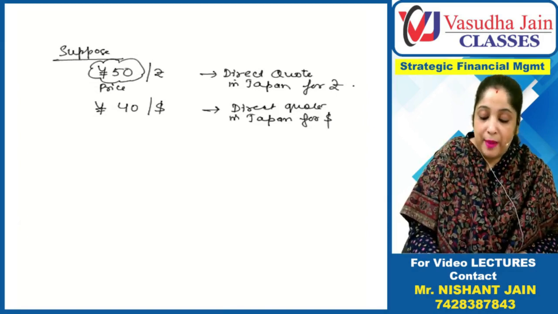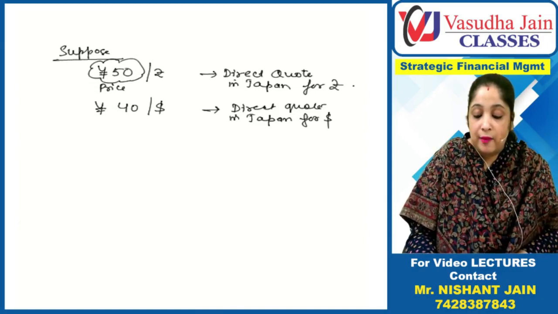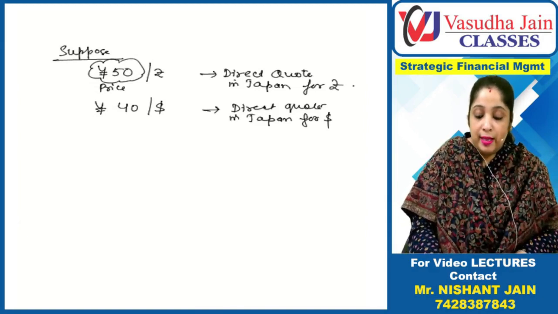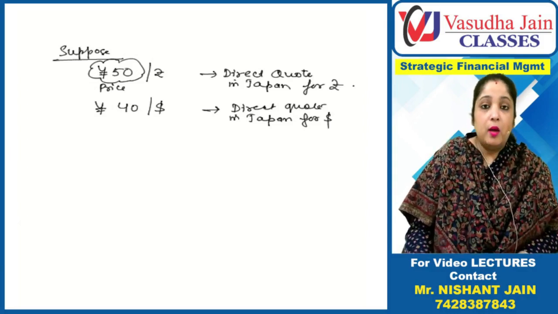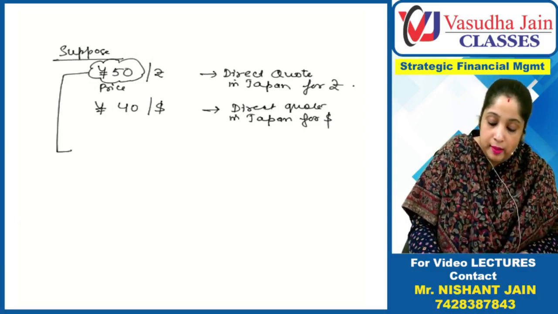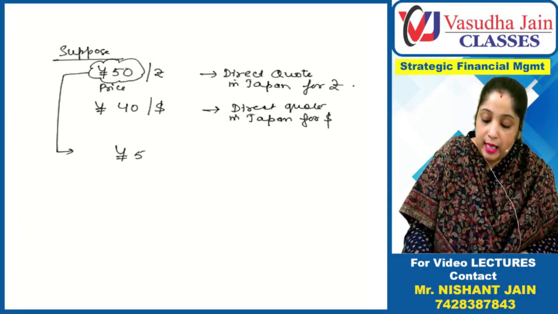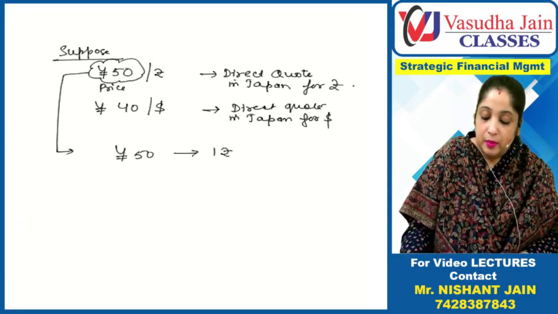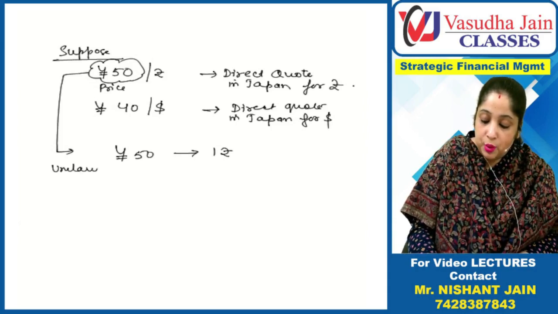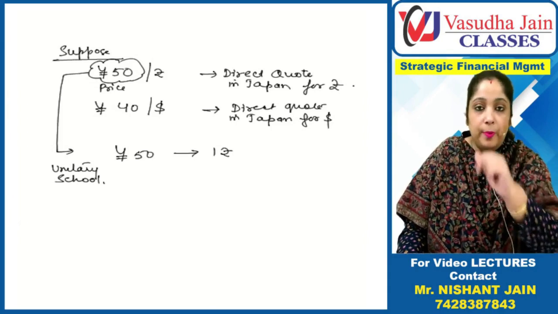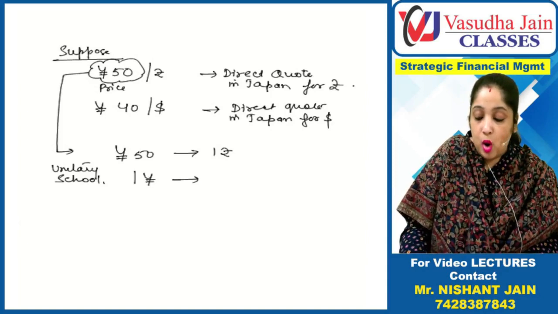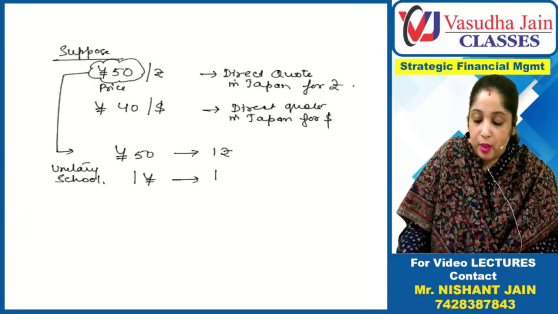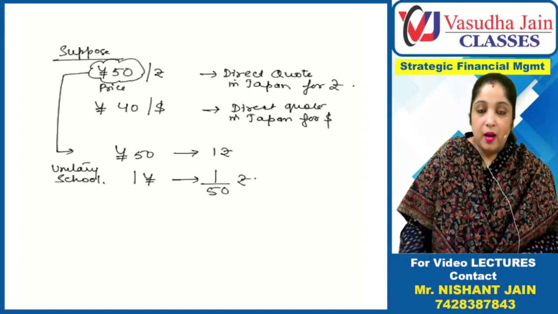Why direct quote? Because in Japan you are not thinking of buying yen, you are asking for a rate of foreign currencies. So in Japan, this is how a bank will give you the quote. So in Japan, this is a direct quote. Now what is an indirect quote? Let me write like this: 50 yen is equal to 1 rupee. Using the unitary method, as we used in school, 50 yen is equal to 1 rupee. So if 50 yen cost you 1 rupee, then 1 yen would be equal to how much? 1 upon 50.